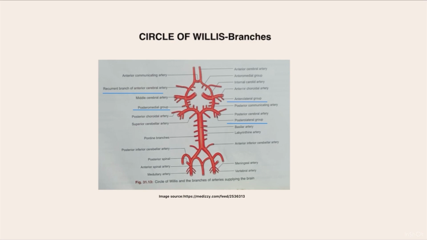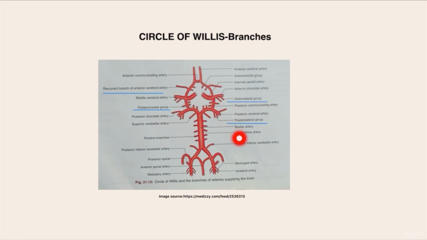Central branches are also divided into four groups. Let's see that. First one is the anteromedial group of arteries. It includes the commonly named artery, that is the recurrent artery of Heubner. This is the recurrent branch of the anterior cerebral artery that usually supplies the corpus striatum and the internal capsule. And on the anterolateral side, we have the artery called Charcot's artery or the lenticulostriate artery that forms the anterolateral group of branches. Then we have the posterolateral group of branches that includes small arteries arising from the posterior cerebral artery, you can see here.